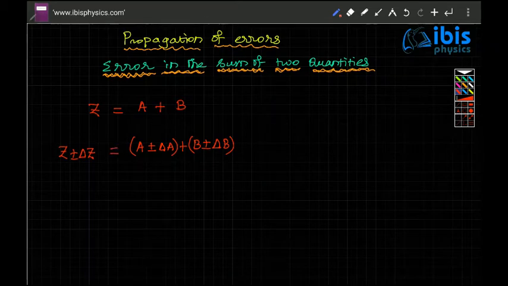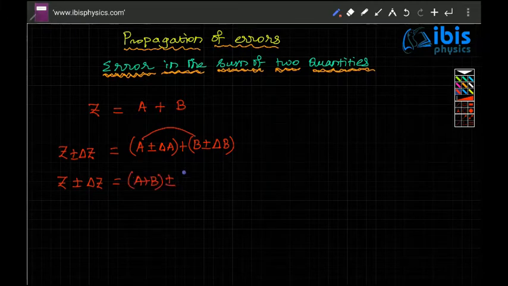Based on this equation, we just have to rearrange this. Z plus or minus delta Z equals A plus B. I'm just rearranging simply: A plus B, plus or minus error in A, delta A, plus error in B, delta B. Why is that so? We are simply adding the errors. Why don't the errors get subtracted? I'm going to give you an example of why it works out like that.